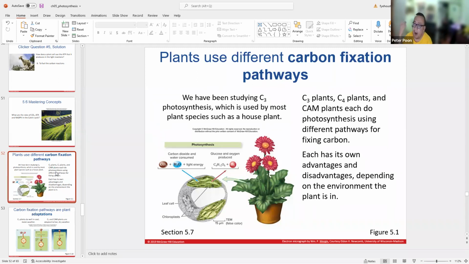Okay, so it can't be too hot. Places like the desert can't do C3 and stuff, for reasons I'll explain later, so they have to come up with alternative pathways.